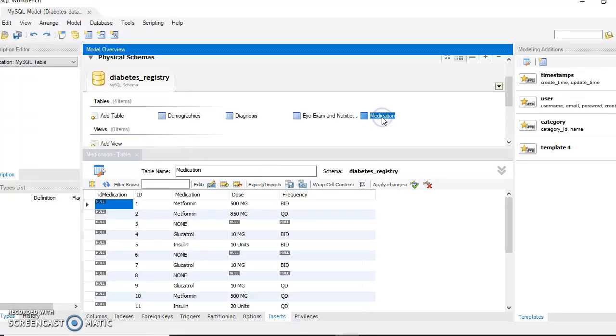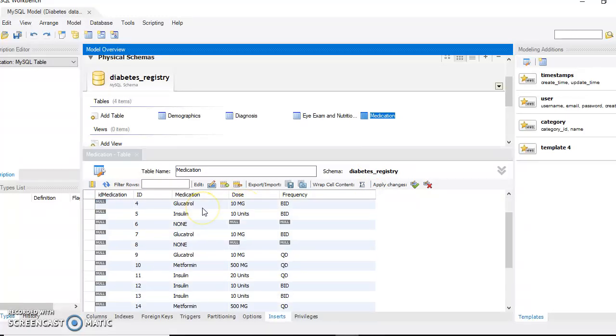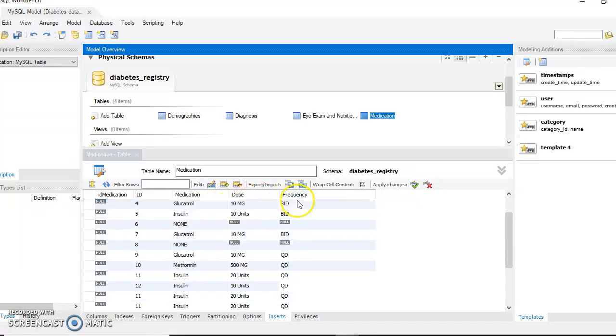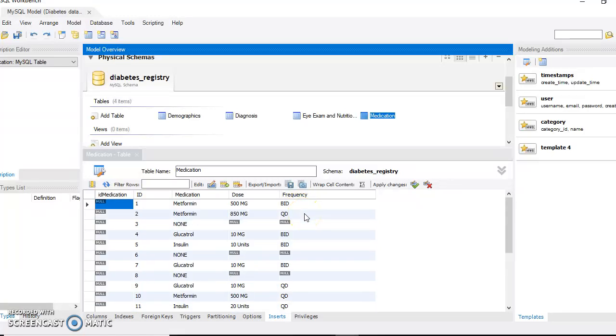The last table that I developed was medications that the patients are on. These are some common medications that are given to folks with diabetes along with their dose and frequency.